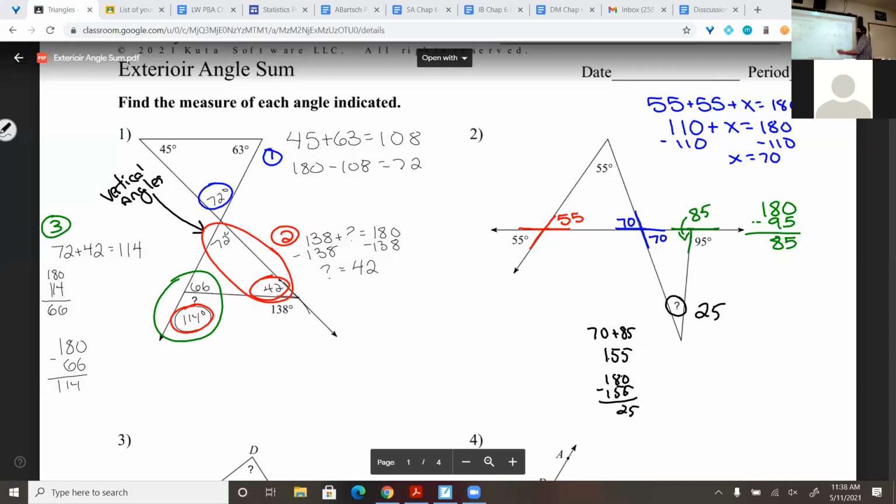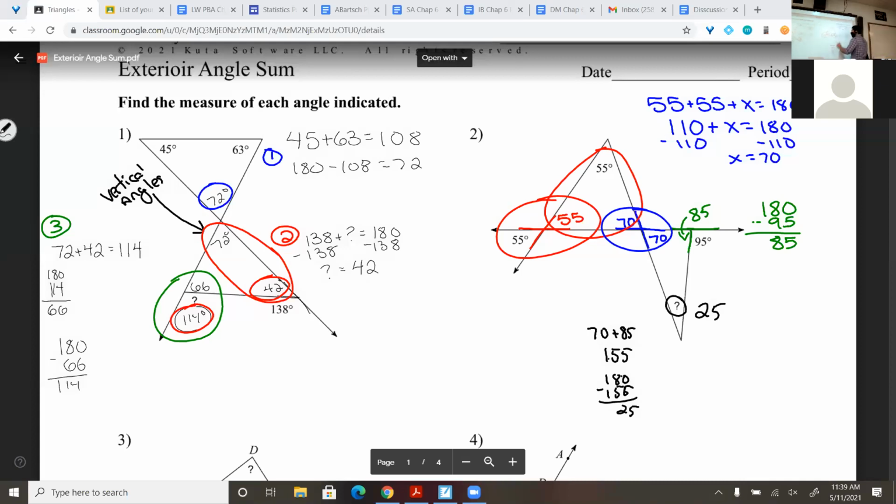For number two, I started off with vertical angles. So they are congruent, so the opposite angles are both 55. I already had a 55, so 55 plus 55 plus the unknown was 70. Once I saw that I had 70, I noticed that I had vertical angles, so those became 70 both.